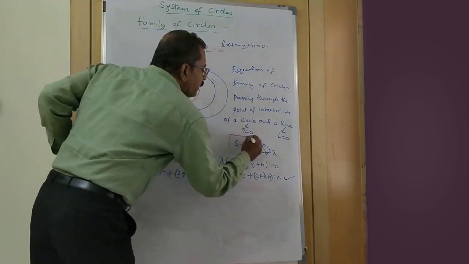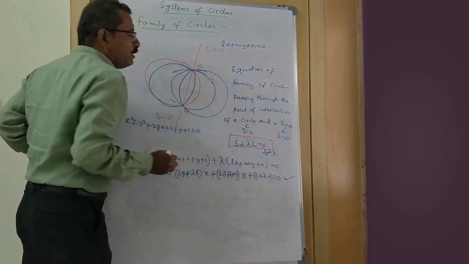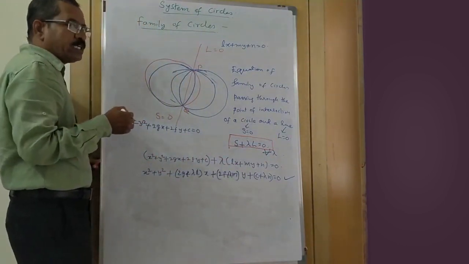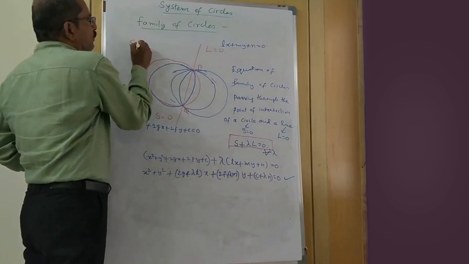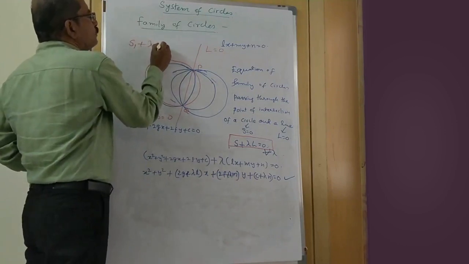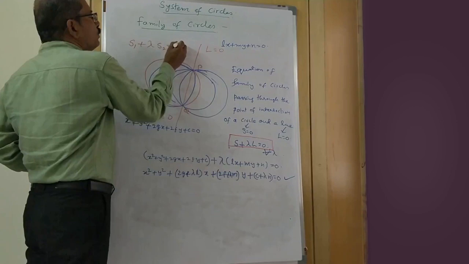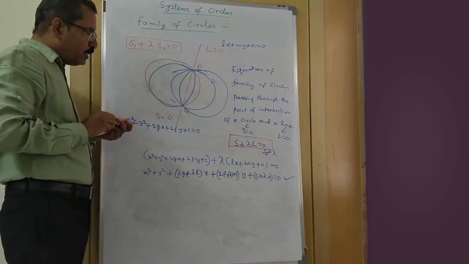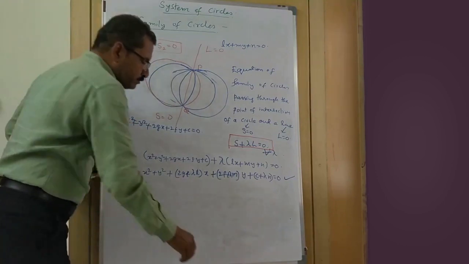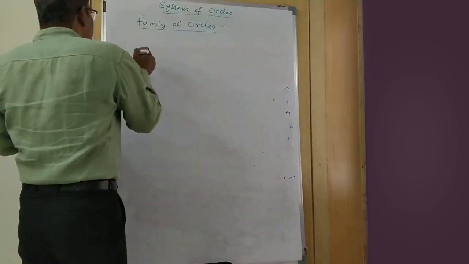So let us take another example on this. What is the formula here? S plus lambda L is equal to 0. For two circles, if the two circles intersect, what is the formula? S1 plus lambda into S2 is equal to 0. Okay? See one example on this.